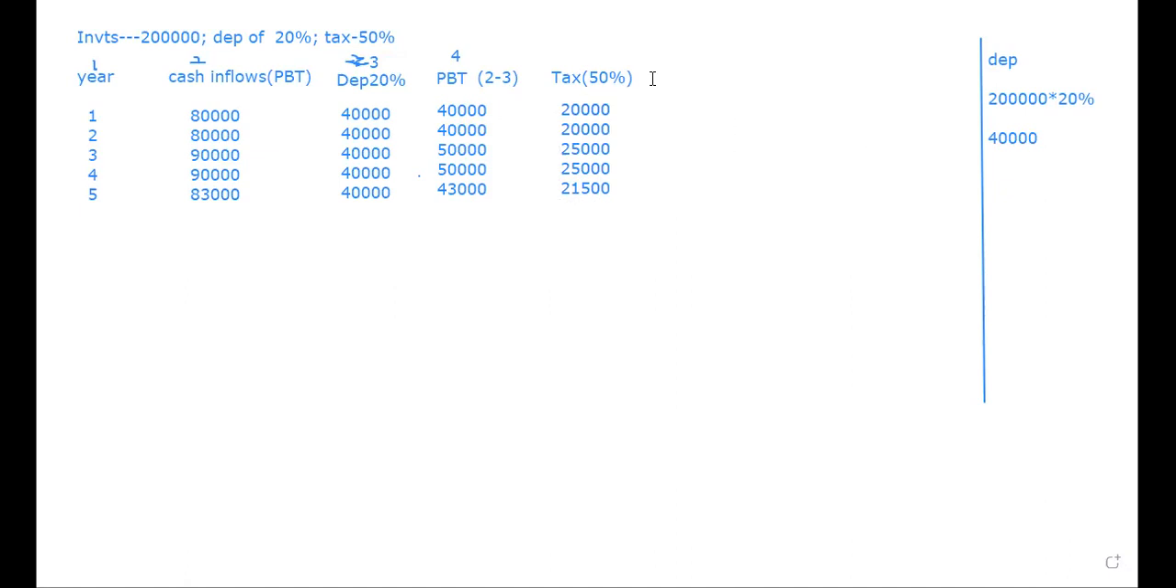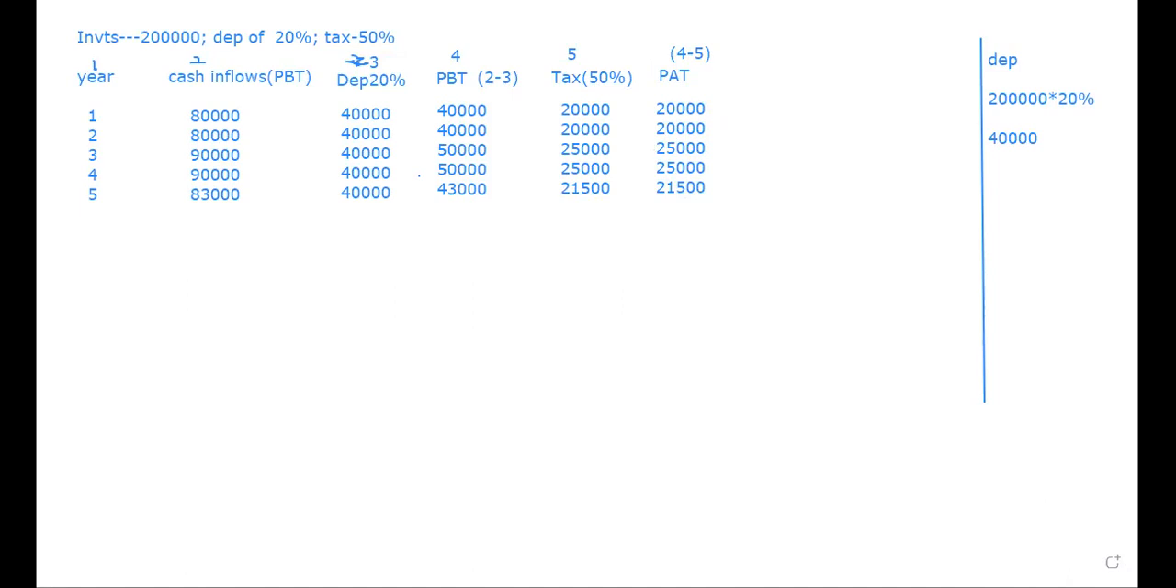Now it has become what? PAT. Now PAT is equal to how much? If I'm assuming this to be my fifth step, then PAT is equal to my step 4 minus 5. So it will be the same because it is a 50% tax. So that is 20,000, 20, 25, 25, 21,500. So done. And the last one is what?